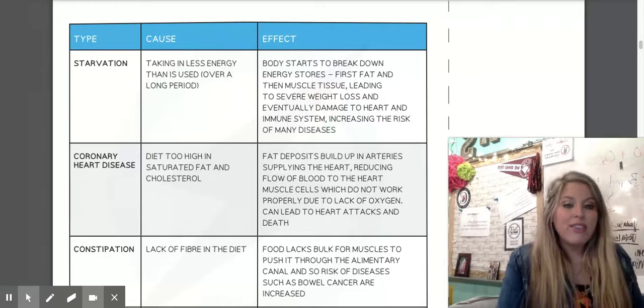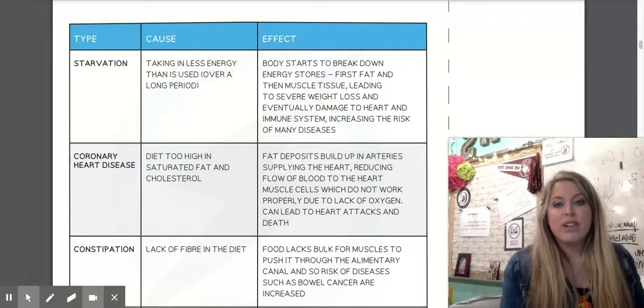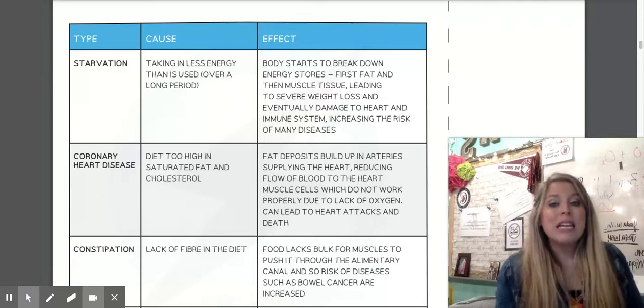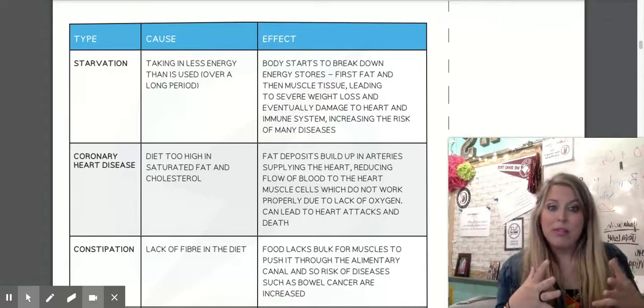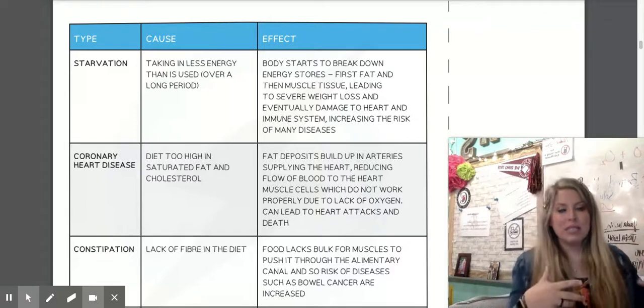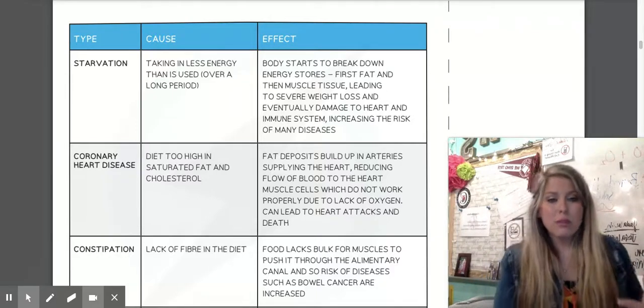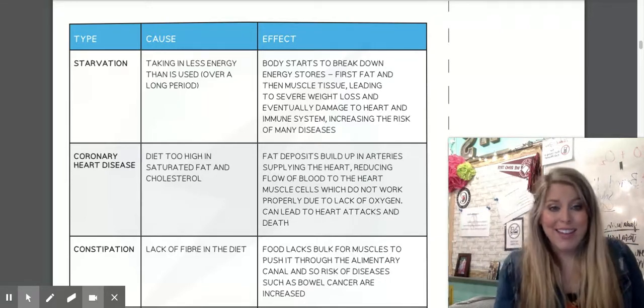But when we look at the effects of starvation, the body starts to break down energy stores, first fat, and then muscle tissue, leading to severe weight loss, eventually damage to the heart and the immune system, increasing the risk of many diseases. So think of people who are incredibly frail. Again, typically we see these types of malnutrition forms in more of your third world countries because we are a blessed society being a G8 nation.